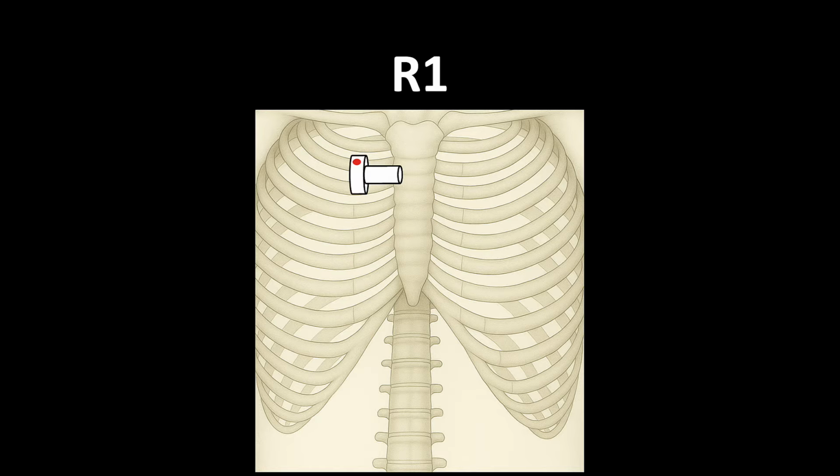To obtain R1, place the probe at the midclavicular line at the second intercostal space. Start with a depth of approximately 10 to 15 centimeters. Your probe marker should be facing the patient's head. Slide so that you are in the rib space rather than on the rib itself.